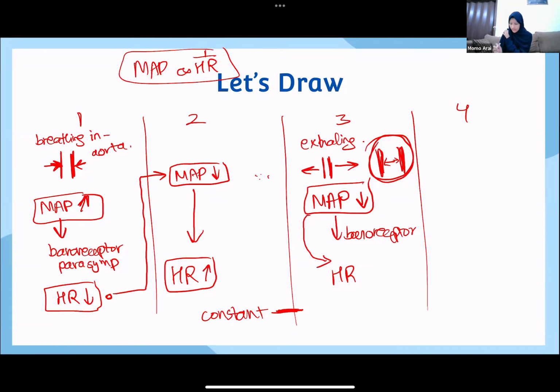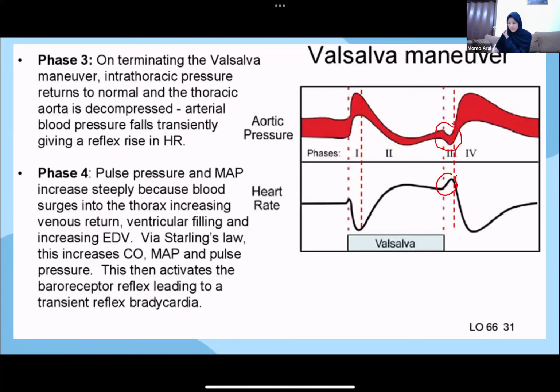Okay, good. So based on phase 3, since MAP is decreasing way more, heart rate increases. Good. So you see everything's opposite. So here, phase 3 happens very quickly because you're breathing out, right? And your aorta now goes like that very quickly. So that's why MAP is less, and heart rate increases in response to that.